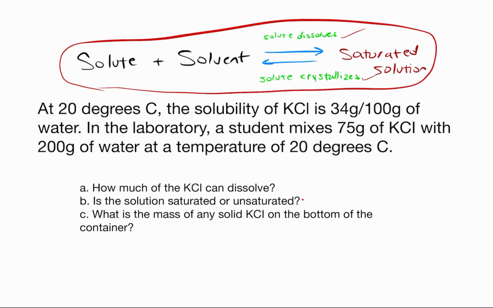In the laboratory, a student mixes 75 grams of potassium chloride with 200 grams of water at a temperature of 20 degrees Celsius. So the questions that they're asking are, how much of the potassium chloride can dissolve? Is the solution saturated or unsaturated? And what is the mass of any solid potassium chloride on the bottom of the container?